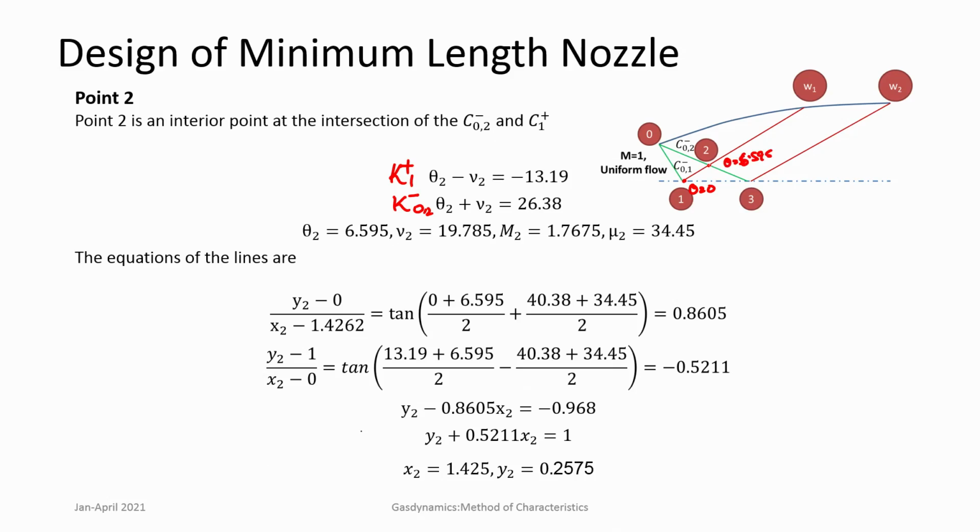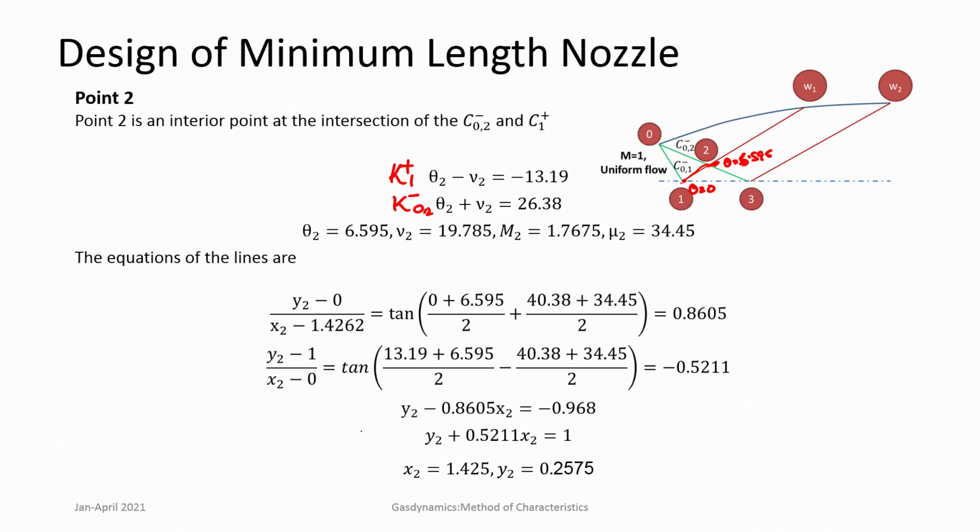So, the flow is deflected by 6.595 degrees with respect to x axis. Mach number has increased, it has come to 1.7675, and similarly mu 2 has changed. Now, we need to find x 2 and y 2. We write the equations of straight lines between these 2 points.